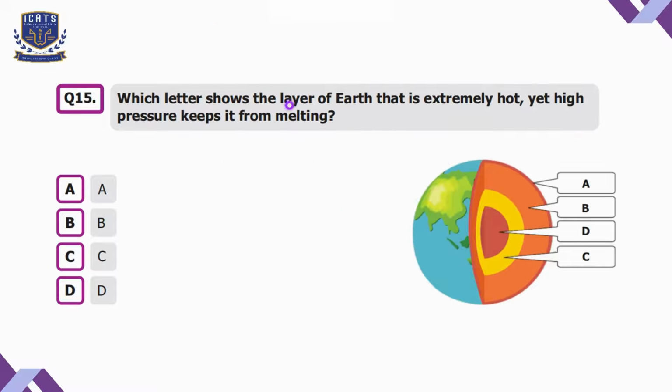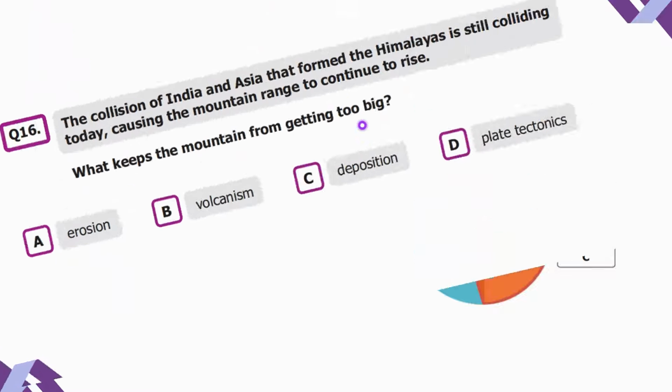Question number 15. Which letter shows the layer of earth that is extremely hot, yet high pressure keeps it from melting? So the layer of the earth that is extremely hot but prevented from melting due to high pressure is the inner core, which is at point D. So we will select option D here. Although this layer is made of solid iron and nickel, and despite temperatures exceeding the melting point, the extreme pressure keeps it in the solid state. So we will select option D here.